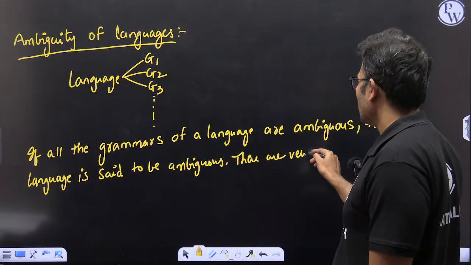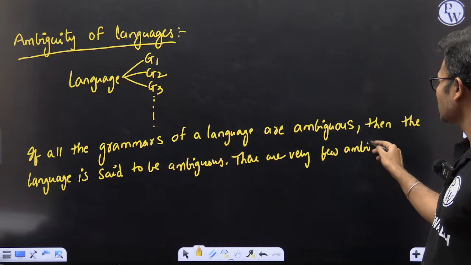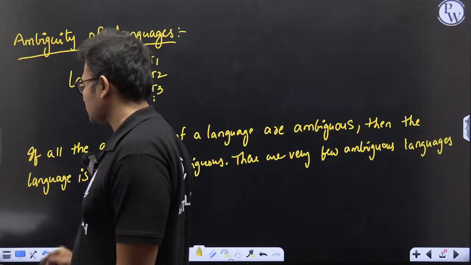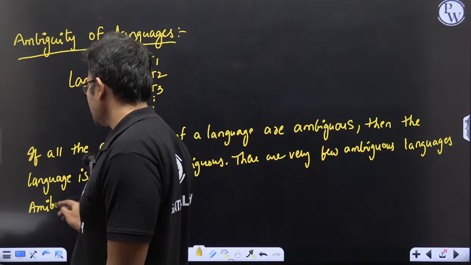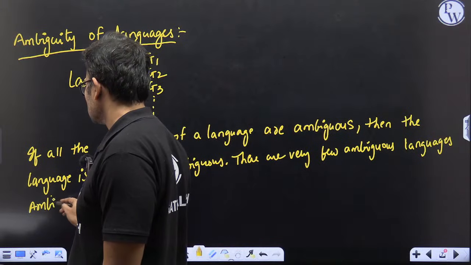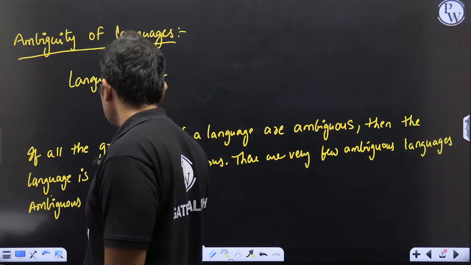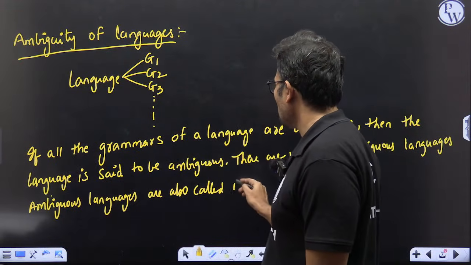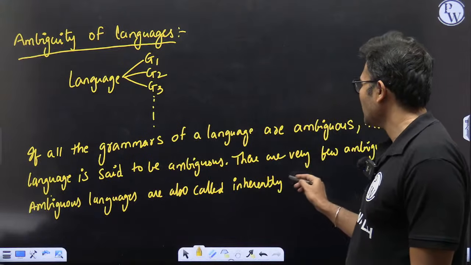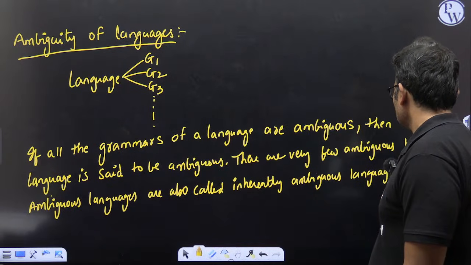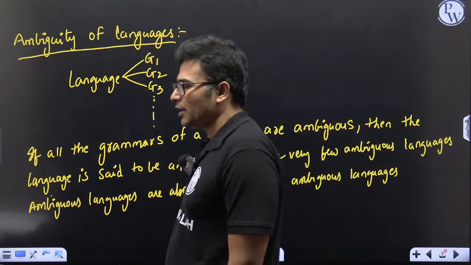There are very few ambiguous languages. Ambiguous languages are also called inherently ambiguous languages.